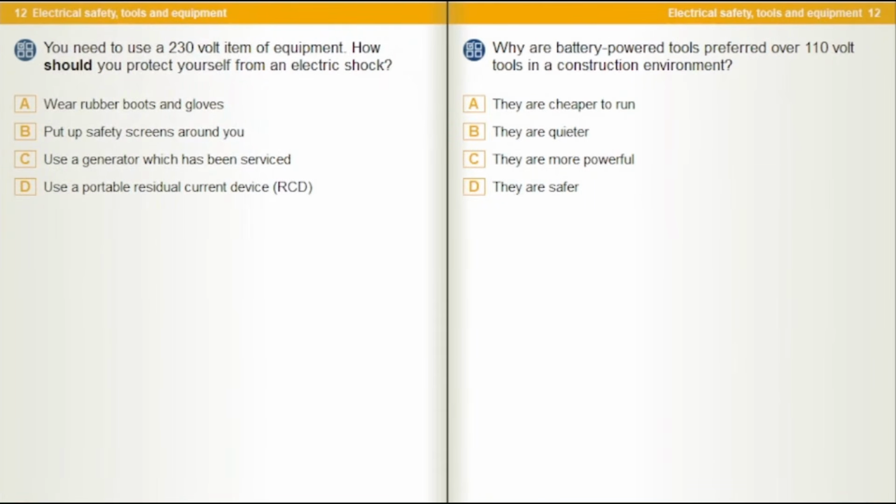You need to use a 230-volt item of equipment. How should you protect yourself from an electric shock? Wear rubber boots and gloves. Put up safety screens around you. Use a generator which has been serviced. Use a portable residual current device, RCD.